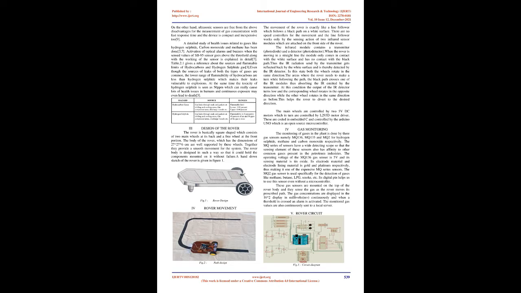3. Design of the rover. The rover is basically square-shaped, and consists of two main wheels at its back and a free wheel at the front portion. The body of the rover, which has the dimensions of 27 by 6 cm, is well supported by these wheels. Together they provide smooth movement for the system. The rover body is designed in such a way that it can hold the components mounted on it without failure. A hand-drawn sketch of the rover is given in Figure 1.